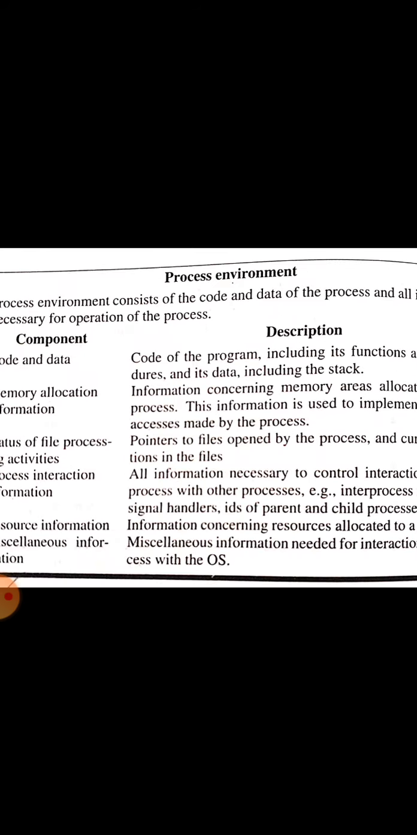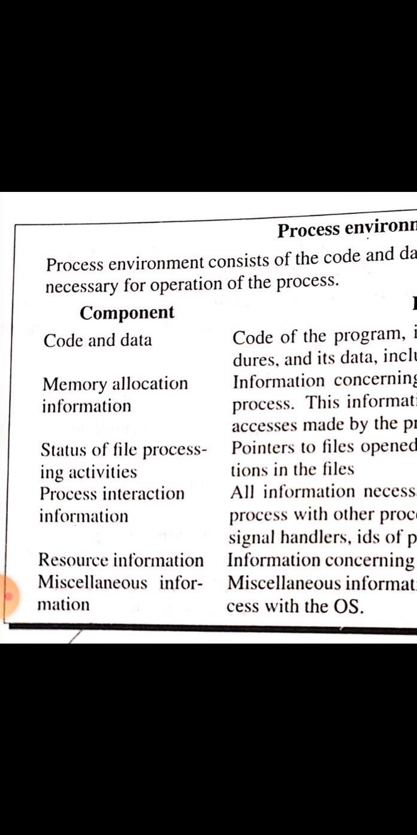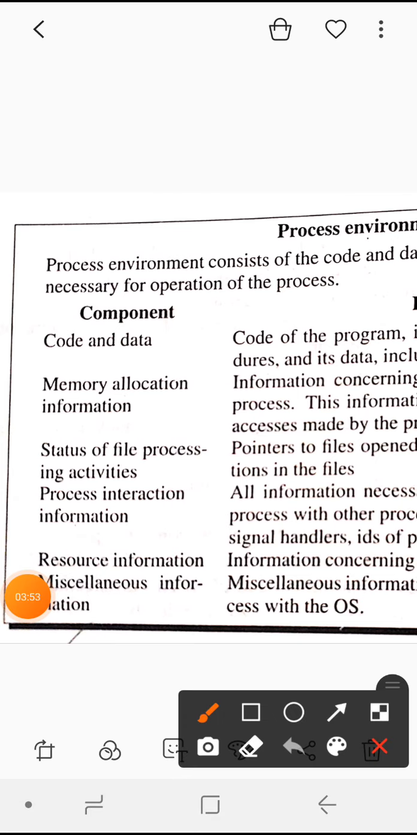The first one is code and data. Already we have said code is nothing but the program we are writing, and the data is the input and the data files we are using, including the stack also. Next we have memory allocation. Memory allocation is the information concerning memory areas which are allocated to the process. This information is used to implement memory accesses made by the process. Next we have status of file processing activities.